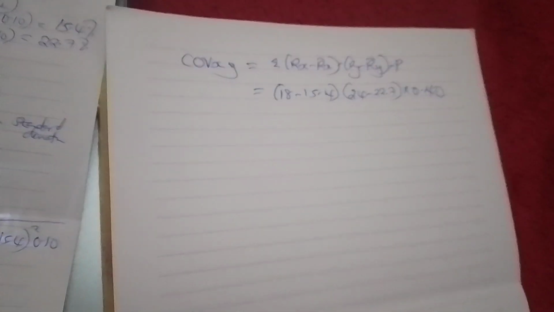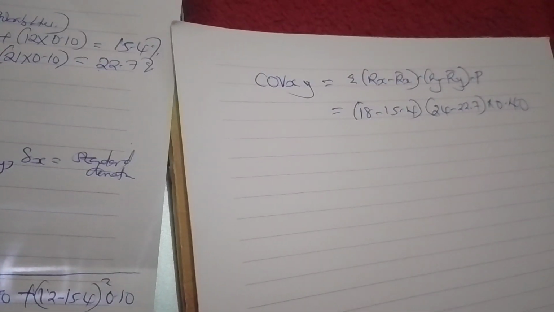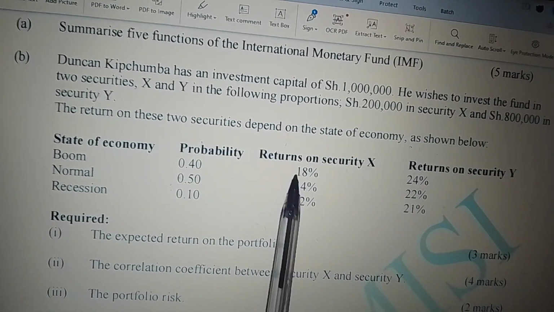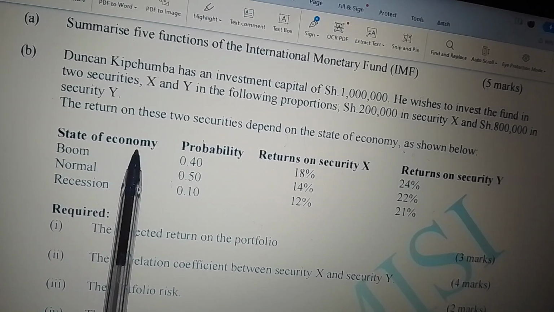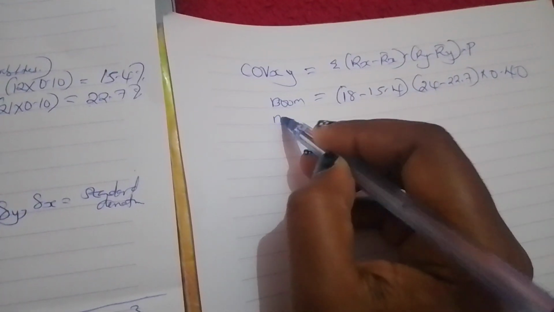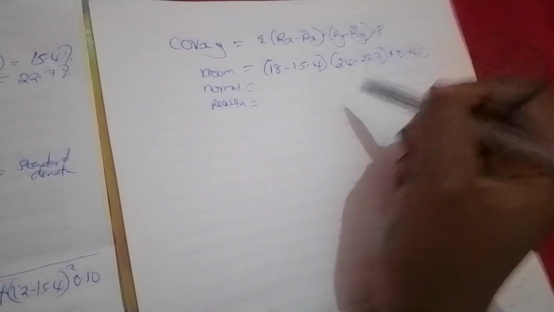Yeah, so it's back here. We have our question here. To get the Rx minus expected return of X, we are saying it's 18 minus the expected return that we got, 15.4. So you are going to times the probability 0.40, and the same for Y. So you are going to categorize them into three: the boom, the normal, and the recession. You are going to look at them in those two angles.